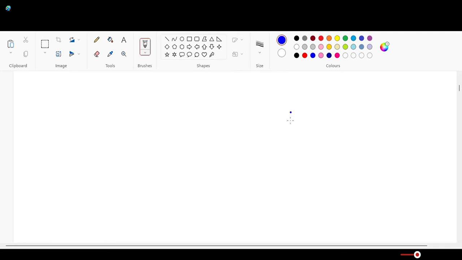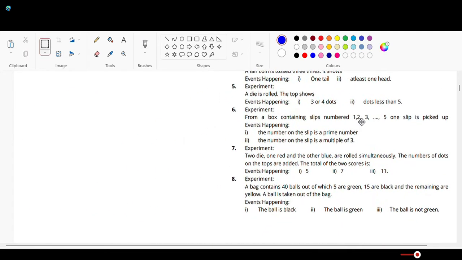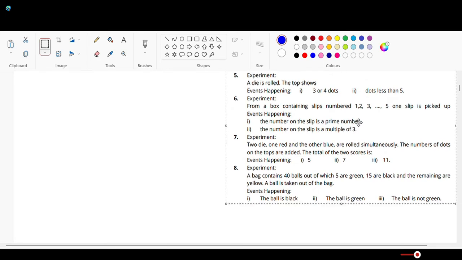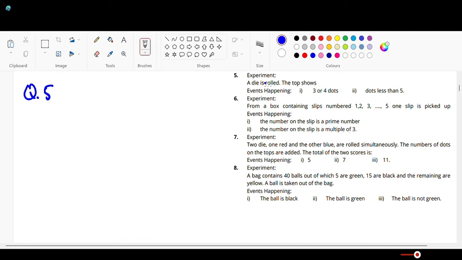Okay, so question number 5, or experiment number 5, let's say. We roll a die, or a dice, in other words. A die is rolled. The top shows events whose probability of happening we want to find: 3 or 4 dots, or dots less than 5.